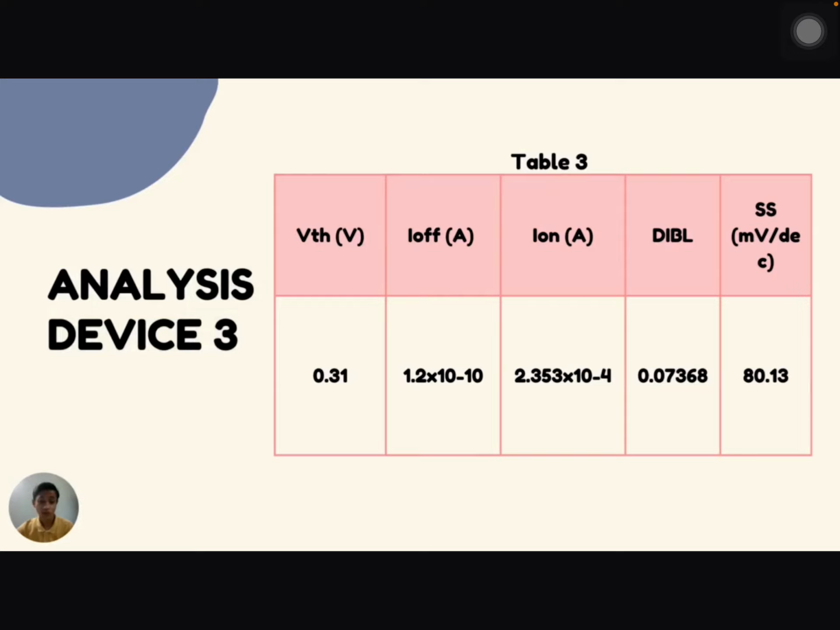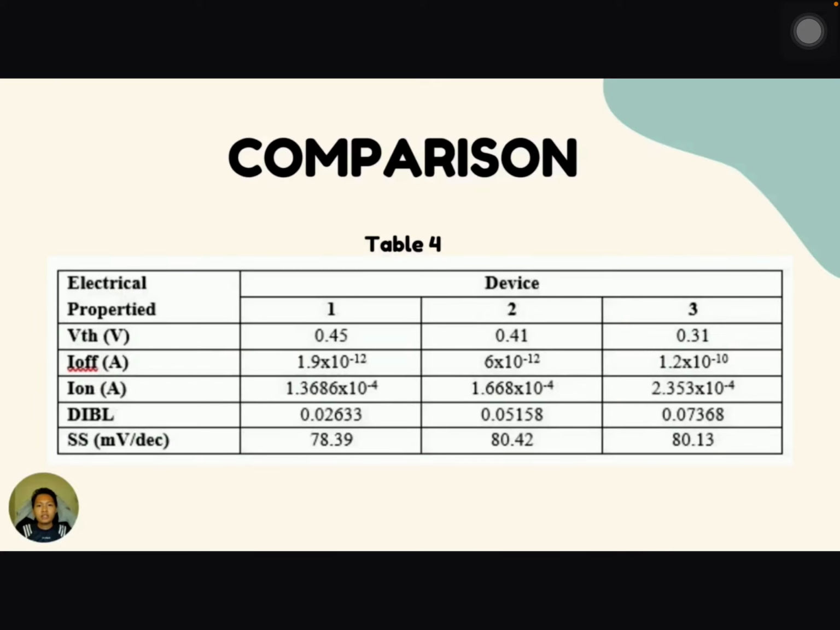Next, this is the analysis of device 3. The VTH value we get is 0.31, off current 1.2 times 10 to the power of negative 10, on current 2.353 times 10 to the power of negative 4, the DIBL value 0.07368, and SS value 80.113. Next is the comparison for all the devices.